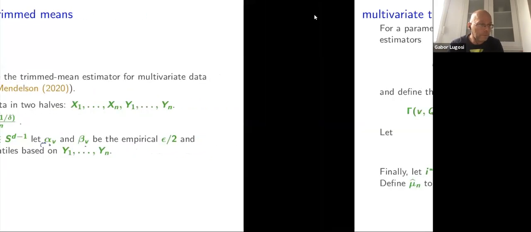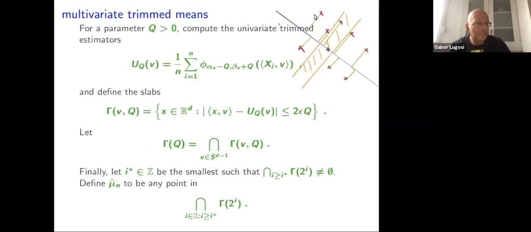Here's a little picture. These are our points, and we project onto this line here, and we compute the trimmed mean estimator in that direction. So we look at the projection: we take the inner product of the data with the direction v, where v is a unit vector, and compute this one-dimensional trimmed mean estimator.